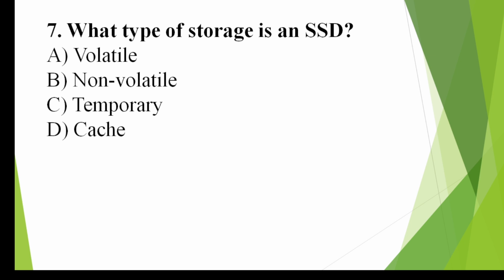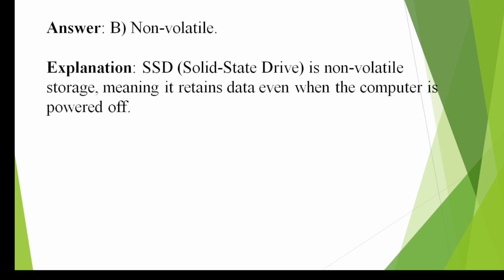Let's move to question number 7. What type of storage is an SSD? A. Volatile, B. Non-volatile, C. Temporary, D. Cache. The correct answer is non-volatile. SSD, solid state drive, is non-volatile storage, meaning it retains data even when the computer is powered off.